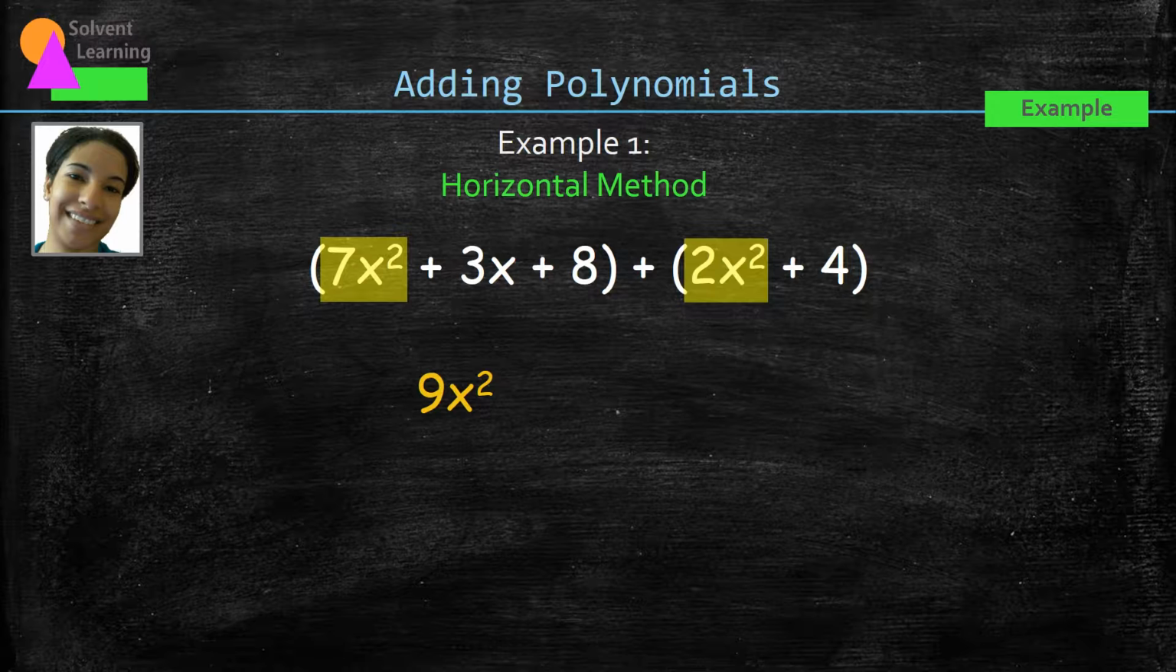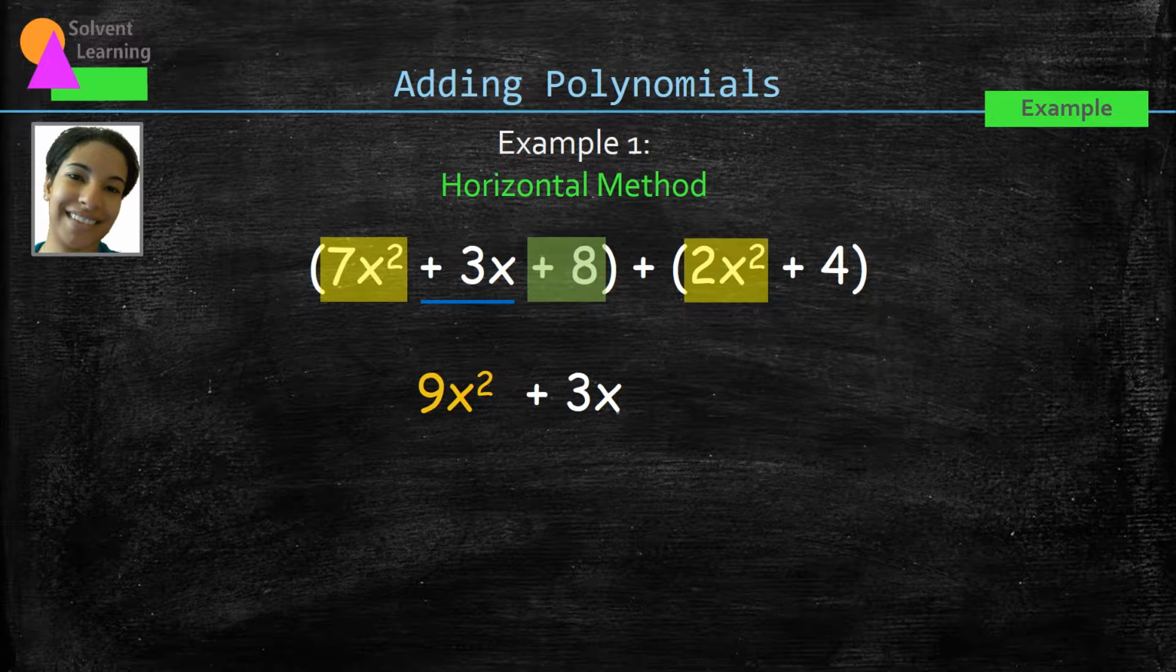Next, we move on to the second term of the first polynomial, the 3x. There isn't another x term in the second polynomial, so we'll just bring down that positive 3x and leave it as it is. There's nothing to combine it with.